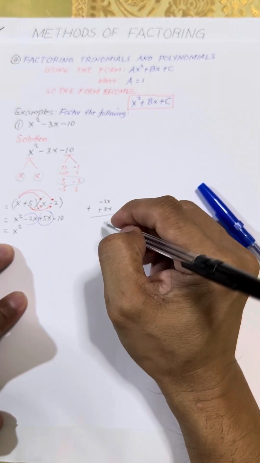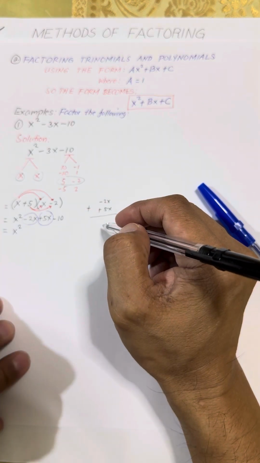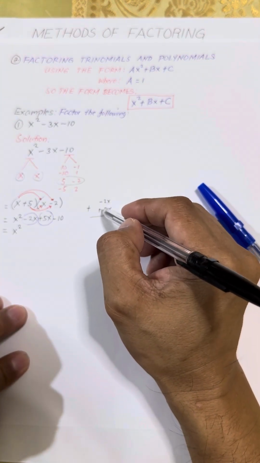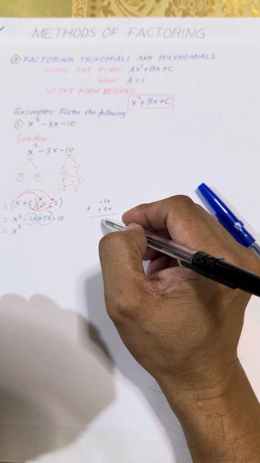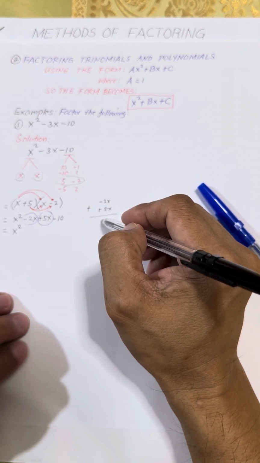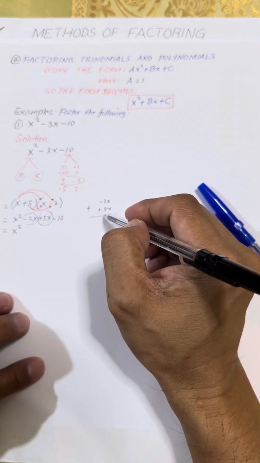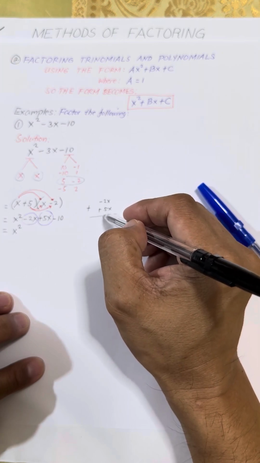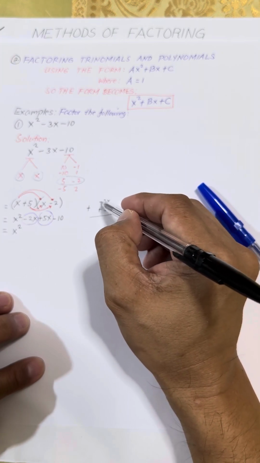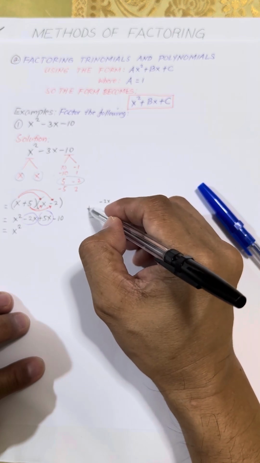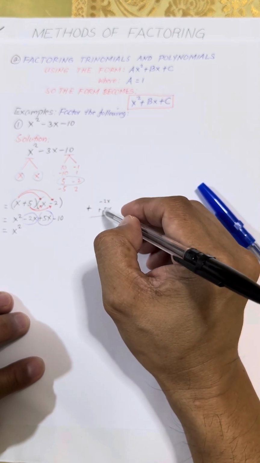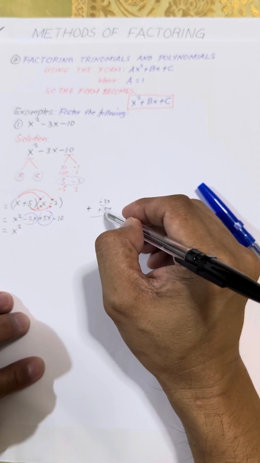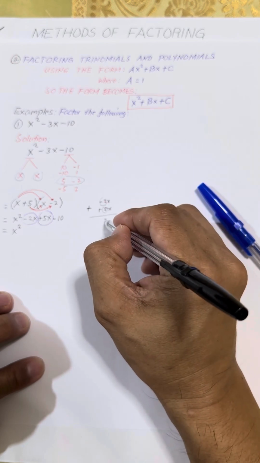Now, when you add, there are two scenarios. You will be adding terms with the same signs, or you will be adding terms with different signs. In the case of adding terms with different signs, you have to subtract. Okay? In this case, they are different. Although you're adding, what you need to do is subtract the coefficients. So 5 minus 2 is 3.